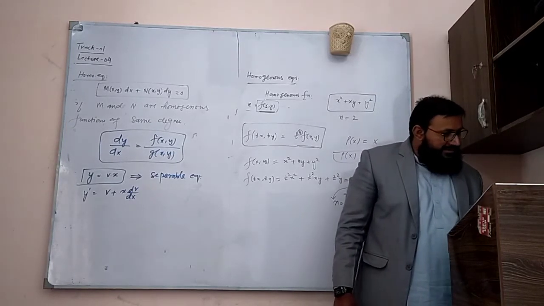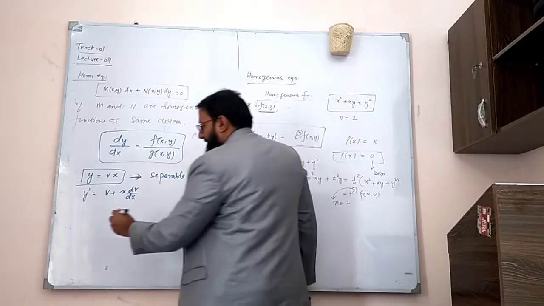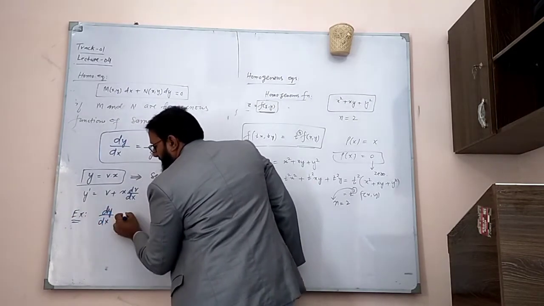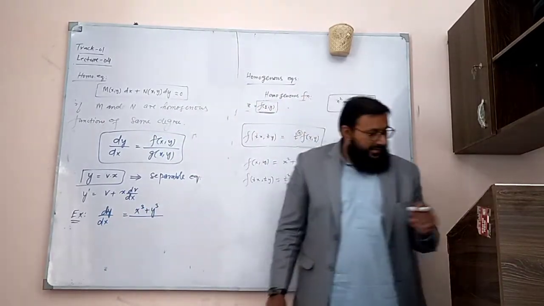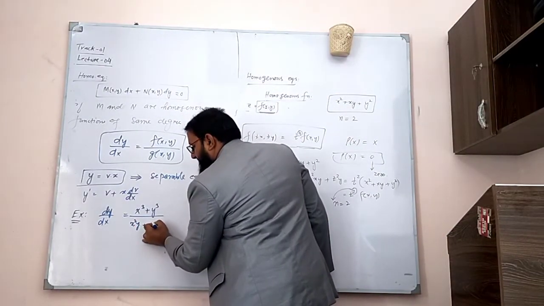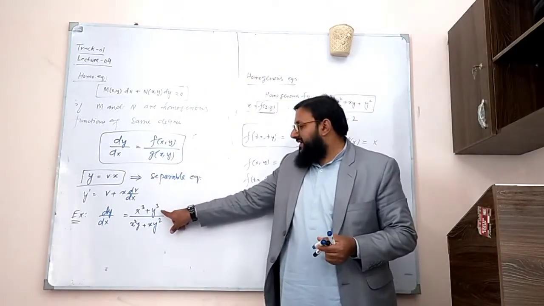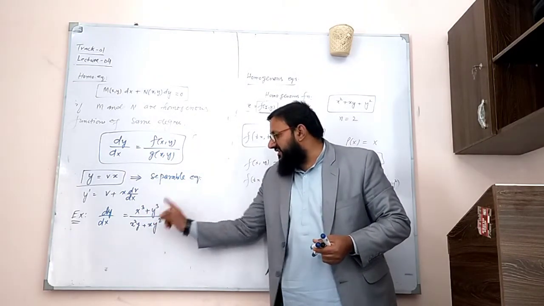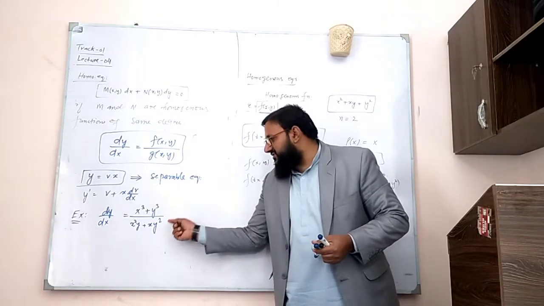So let us see one example: dy by dx equals x cube plus y cube divided by x square y plus xy square. We can see that in the numerator each and every term has degree 3. So this is a homogeneous function of degree 3. The degree of each term in the denominator is 3, so this is also homogeneous.